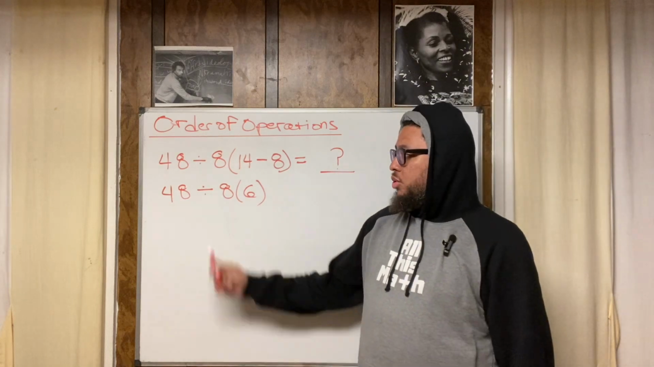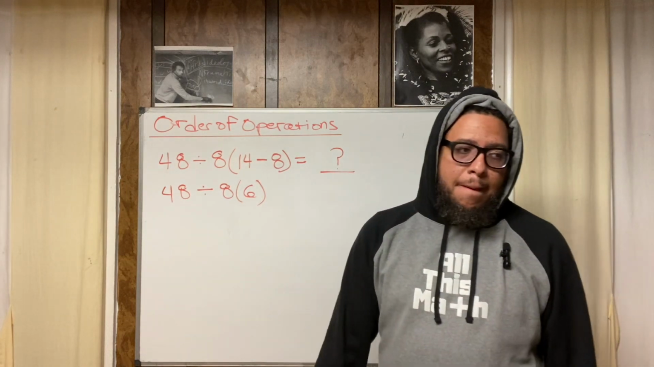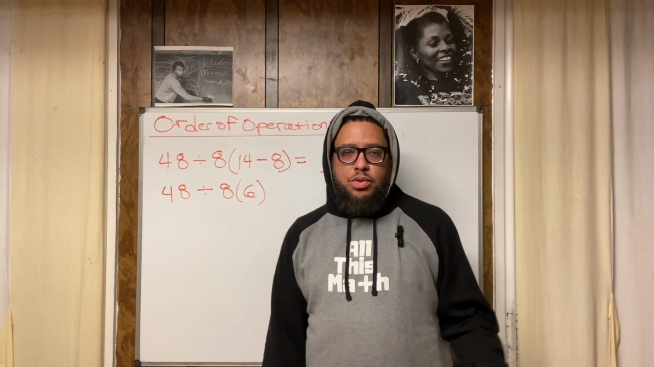So Assata, you're saying that you need to do 48 divided by 8 next? What's the quotient when you do 48 divided by 8?